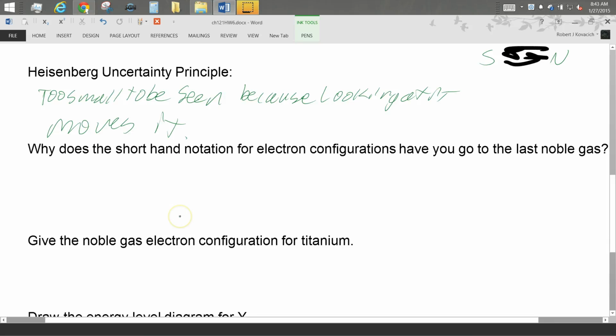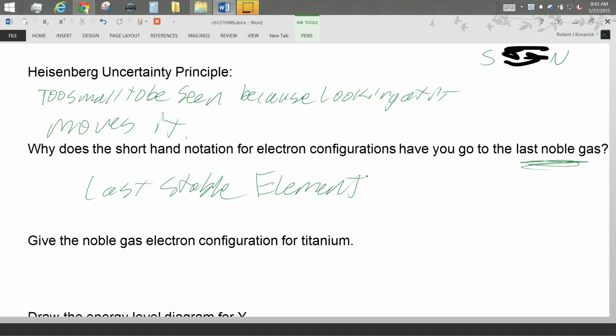What is the shorthand notation for an electron configuration? You go to the last noble gas. What's the significance of that last noble gas? It's the last stable element. What do you know about those electrons for that last noble gas? They're filled up. Anything else you want to say about it? If chemistry is the actions of electrons, those particular electrons are off limits to do any chemistry. They cannot do a darn thing, so it doesn't matter. I only care about the electrons after that noble gas because those are the only electrons that can do anything.